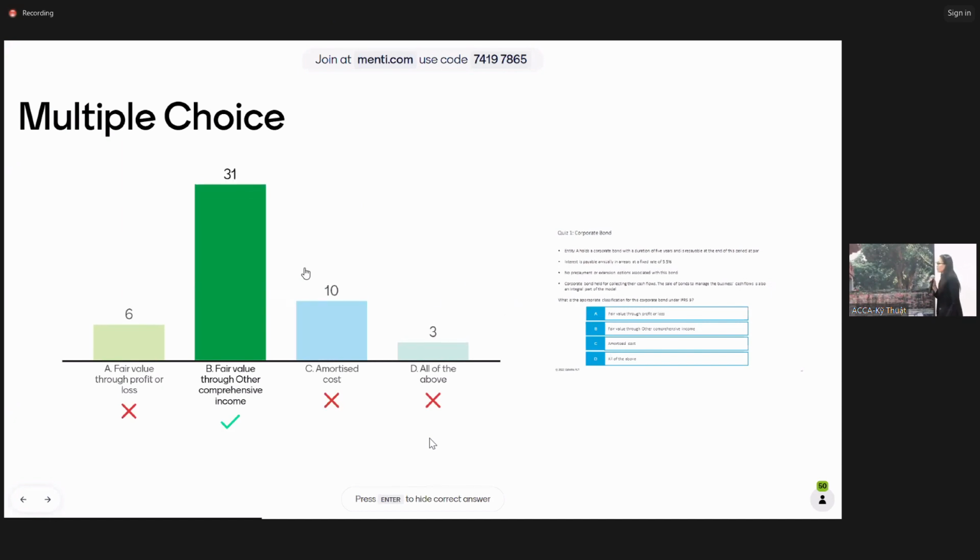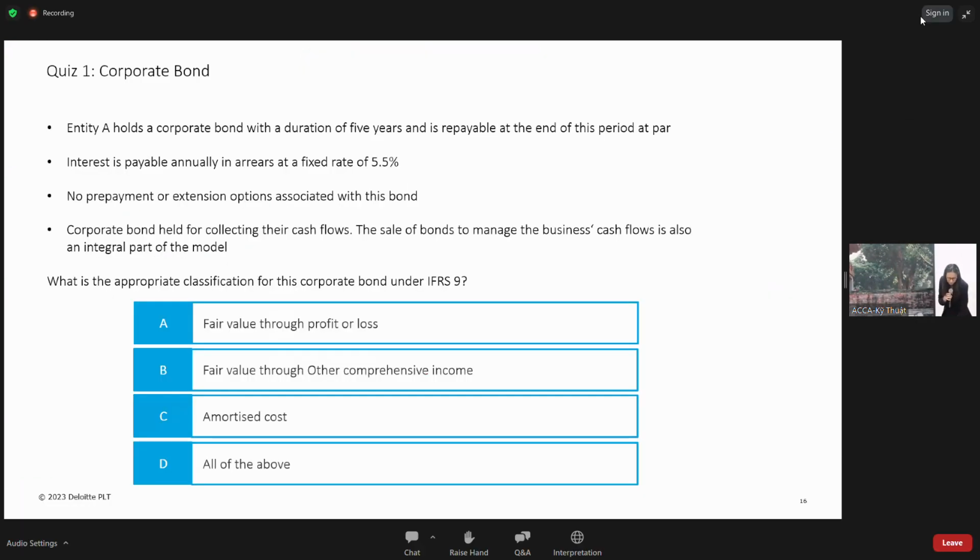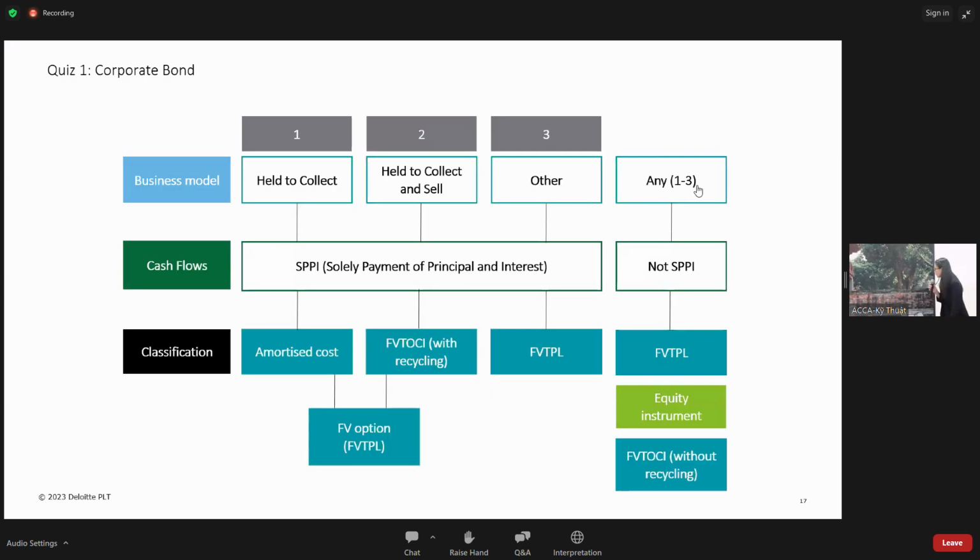Okay, so the answer is B. So it's actually fair value through OCI. So if we go back, this is the recap. What is the business model in the fact pattern? It is held to collect and sell.